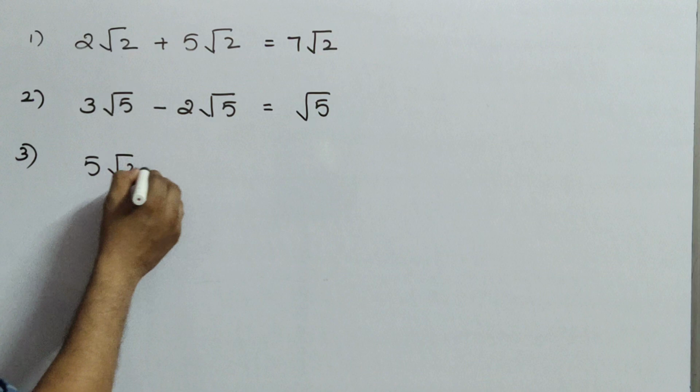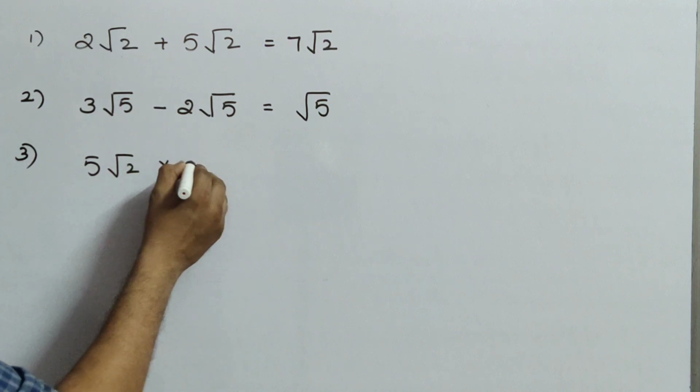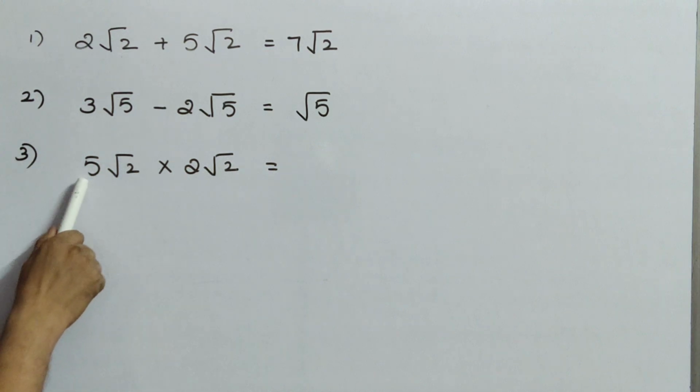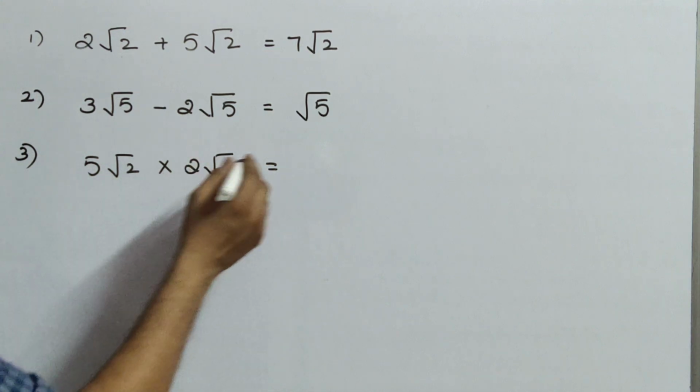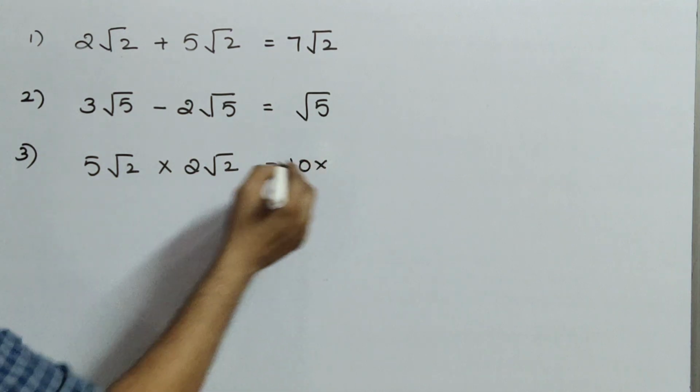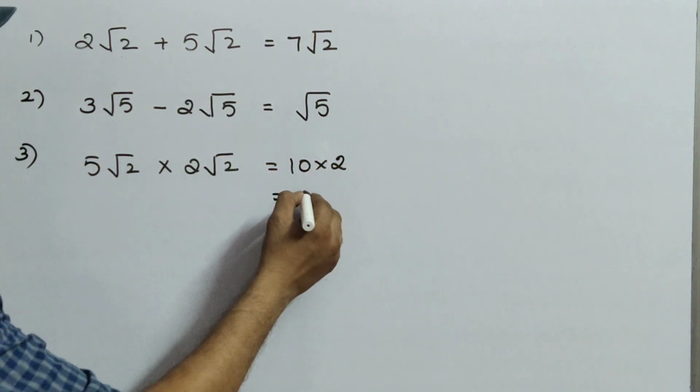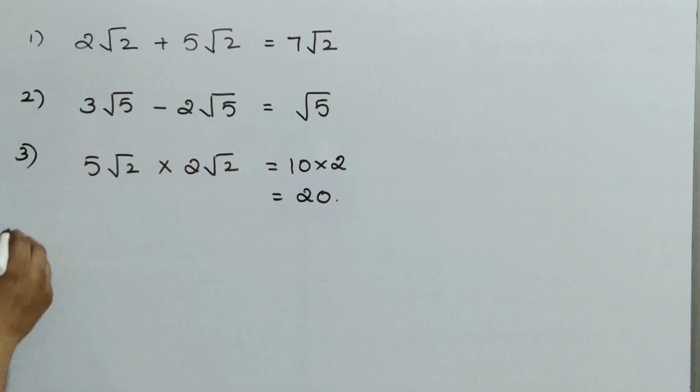5 root 2 into 2 root 2. What to do first? You have to multiply 5 into 2, first 10, into root 2 into root 2, 2. So 10 2s are 20.